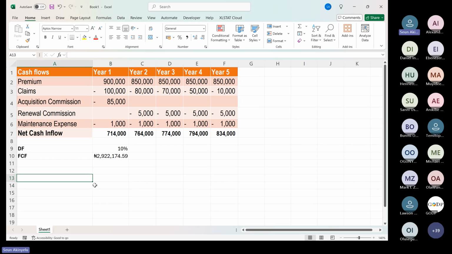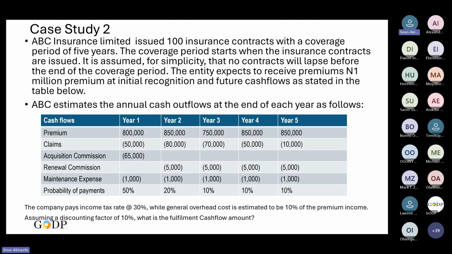So now we have taken this. Let's take a second case study. Now I brought in the probability of payments, the probability of those things being the amount that you will pay. ABC Insurance Company issued 100 insurance contracts with a covered period of 5 years. In most cases, insurance contracts are one year, so rather than this 5-year average, it's 12 months you are supposed to do, for example. But I'm just trying to use 5 periods so that 12 periods will not be too long.